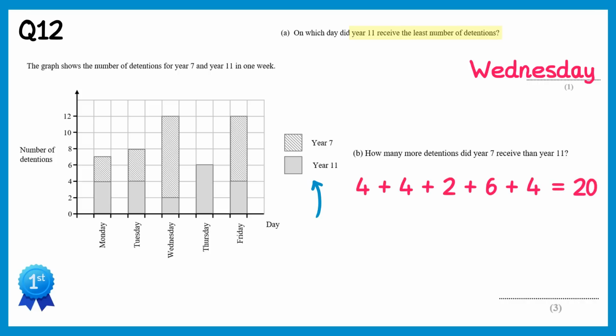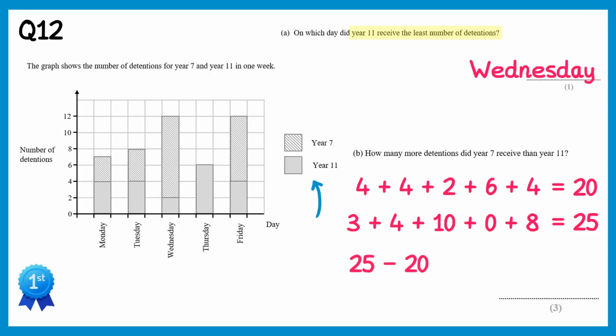If we then look at the ones that are striped, you've got 3 add 4 add 10, and there's 0 on Thursday, add 8. If you add all of these up, you get 25. So we know Year 7 was more, but how much more? Well, if you do 25 take 20, you get the answer 5.